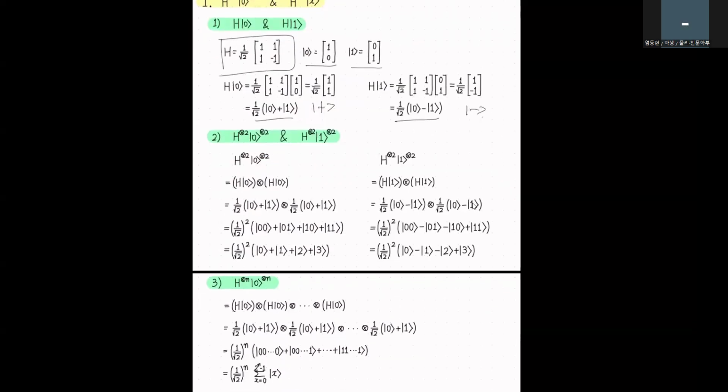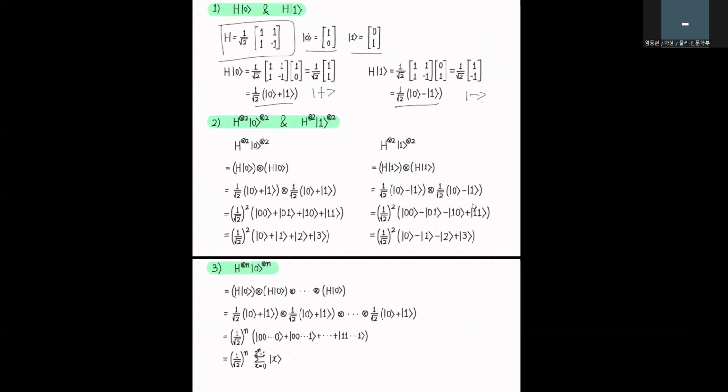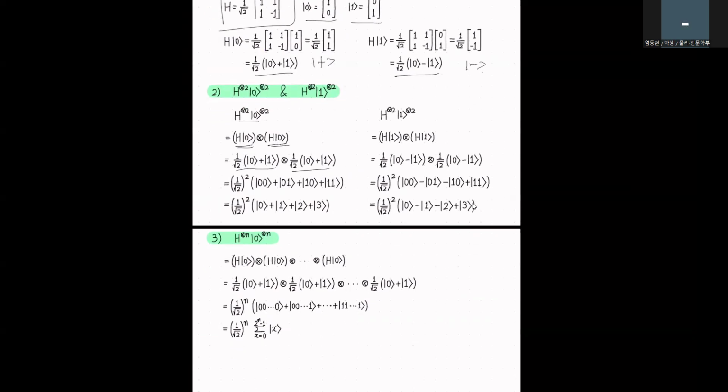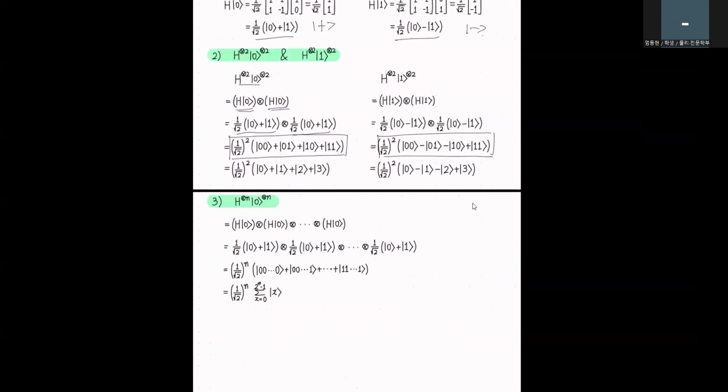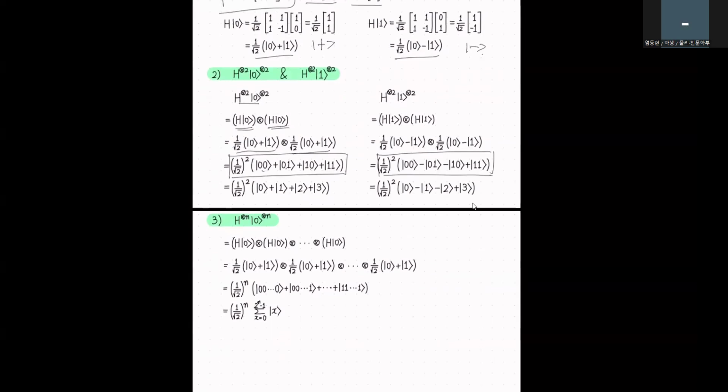Now, if we expand this to 2 qubits, we use the property of tensor products here to write this expression. And then we just take the tensor product of these two states, the 2 plus states in this case, and we get this result. And for the minus state case, we get this result, of course, multiplying everything out. Now, if we label these states as 0, 1, 2, 3, we can represent the state in this form and in this form. Now, if you continue, you start to see a pattern over here.